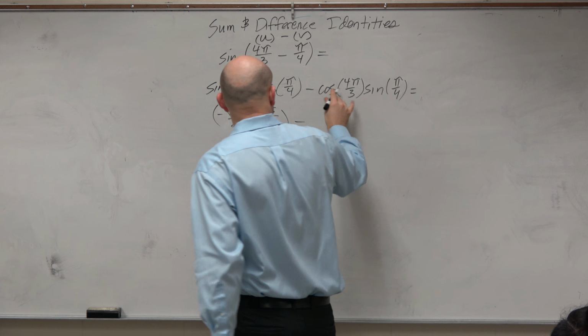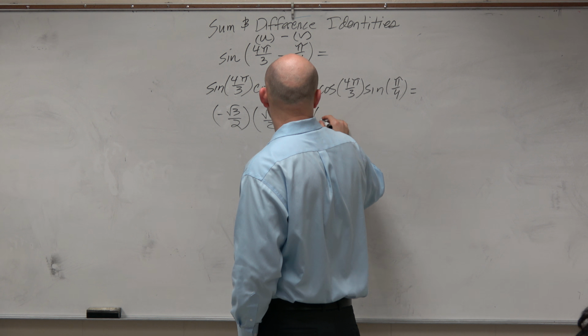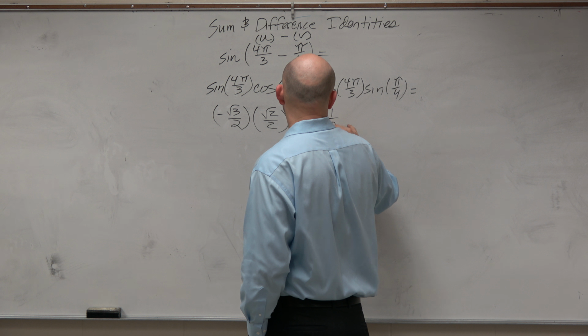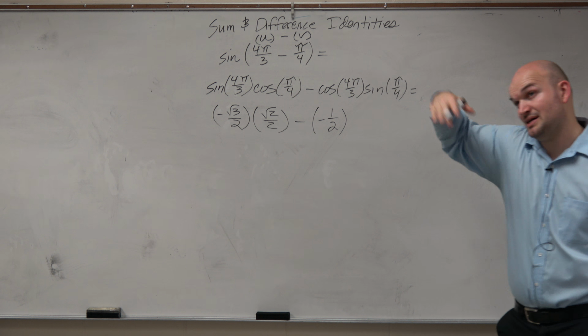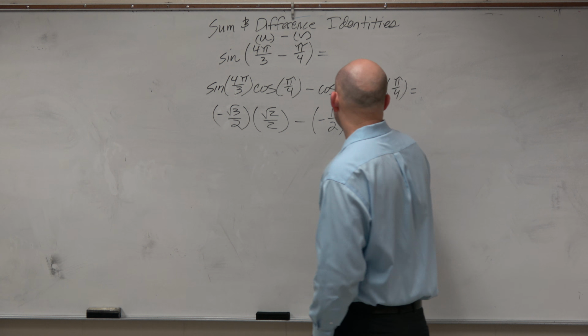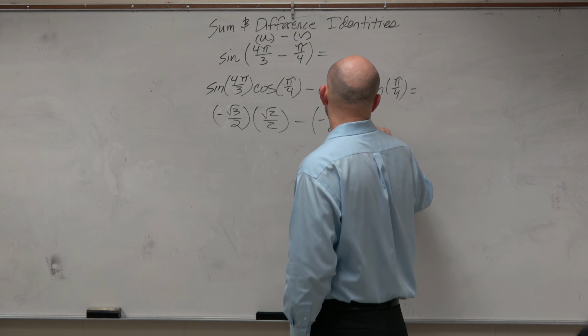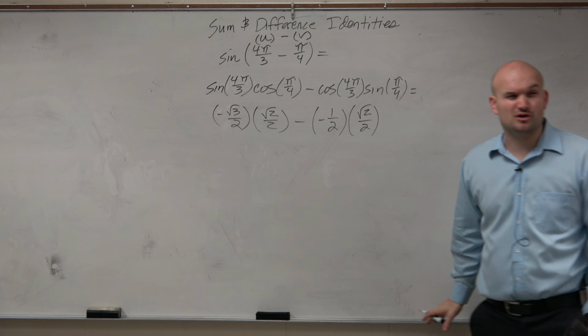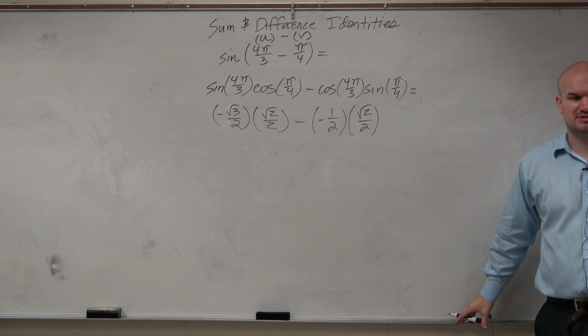Minus cosine of 4 pi over 3 is going to be a negative 1/2, because again, 4 pi over 3, guys, is in the third quadrant. And then sine of pi over 4, which is going to be square root of 2 over 2. OK, so if you struggle with the unit circle, you kind of get exposed again.